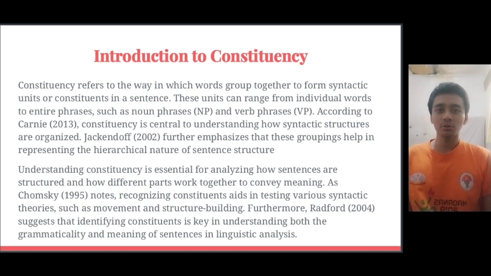As Chomsky 1995 notes, recognizing constituents aids in testing various syntactic theories, such as movement and structure building. Furthermore, Radford 2004 suggests that identifying constituents is key in understanding both the grammar and meaning of sentences in linguistic analysis.